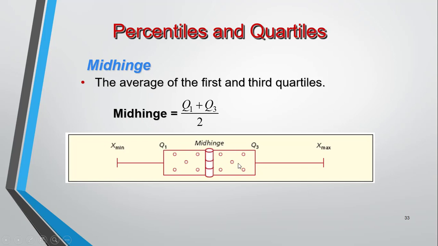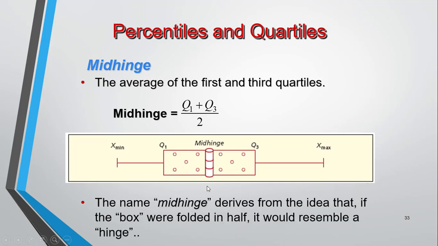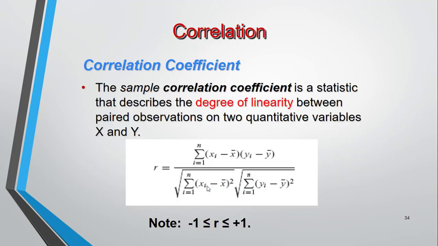So it's right in the middle of Q1 and Q3. Since it's in the middle, it's like a hinge. It's just like a hinge on your door. That's why it's called mid-hinge. And the name mid-hinge derived from the idea that if a box were folded in half, it would resemble a hinge, like that. Correlation coefficient.